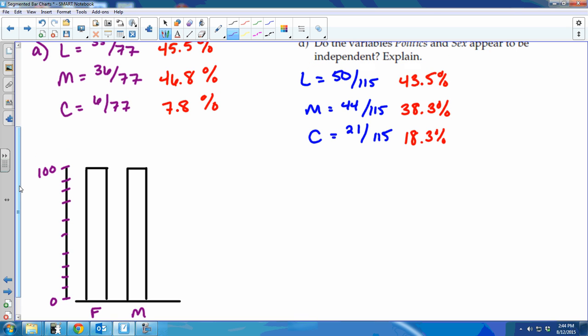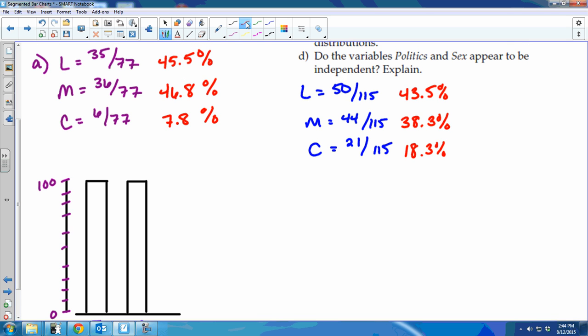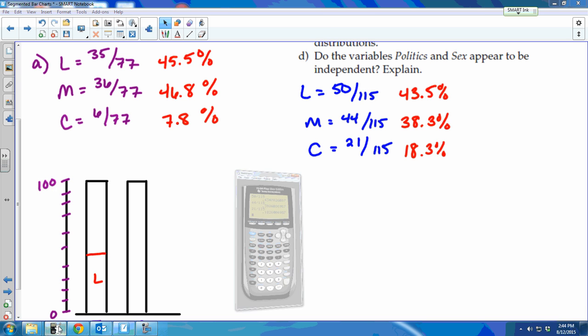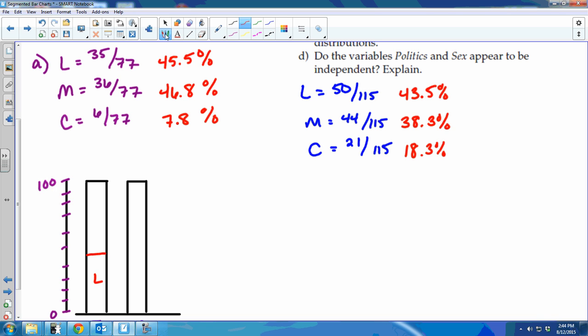To make the segments, you start with one category and then keep adding up. So 45.5, somewhere in here. We can't color code ours like the book does unless we want to have colored pencils all the time, so just mark what category it is in the bar. 45.5 plus 46.8 is 92.3. So our next hash mark is going to be there, and that means this little part is conservative, right?